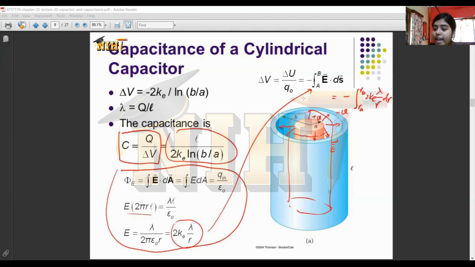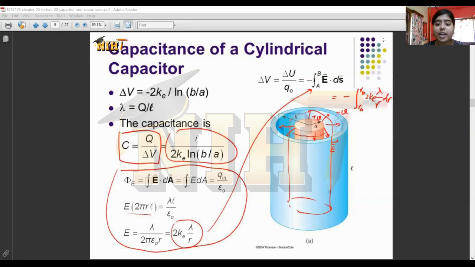Now we have already calculated the electric field intensity inside the capacitor. Now we are going to calculate the potential difference, then we will calculate the capacitance. So see the steps. Whenever you are asked to calculate the capacitance of any system, first calculate the electric field intensity inside the capacitor, then calculate the potential using the relation between electric field intensity and potential, and then calculate the capacitance, that is C equals Q by V.